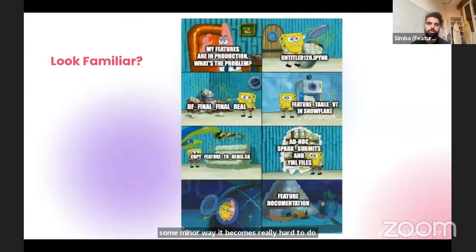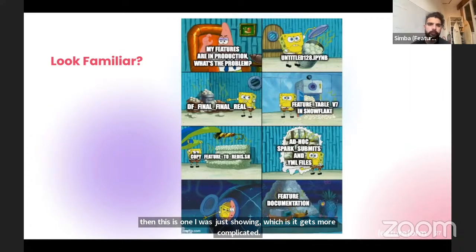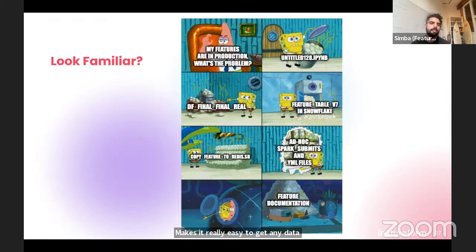And then this is the one I was just showing, which is it gets more complicated. So having a framework that's declarative makes it really easy to share things, and really easy to get any data set, any experiment, any feature as a data frame, which is also unique from Featureform to Airflow. In Featureform, everything that gets created can get converted to a data frame very easily, natively in Featureform's framework, where Airflow doesn't really have that concept.